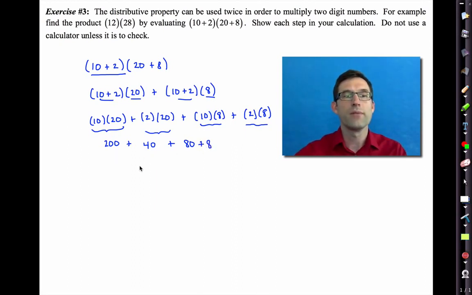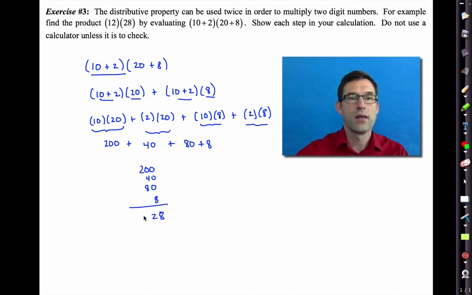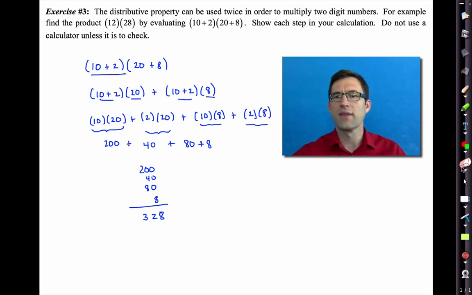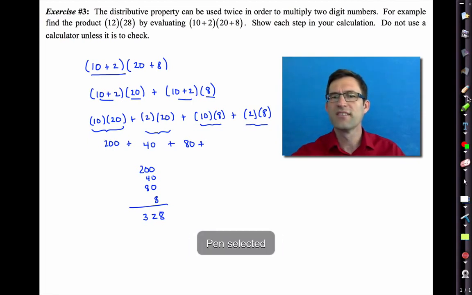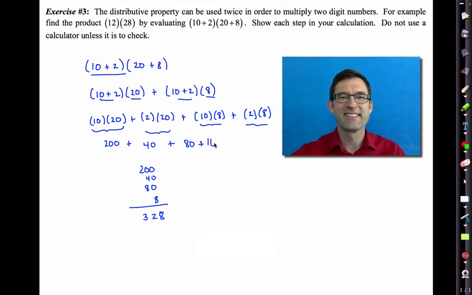200 plus 40 plus 80 plus 8 gives me 300. Whoop. How did I get 8 there? That's just weird. Why didn't you say something? That's 16. Wait a second, that doesn't match my final answer. Let's try that again.